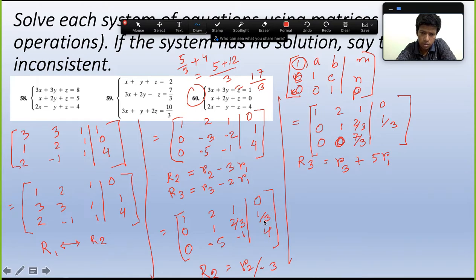Then we have, this is 1 by 3. Is this number correct? This is 1 by 3. This is 1. This is also 1. Oh, this number, is this number 1? Oh, this is 1 because we just interchanged it.